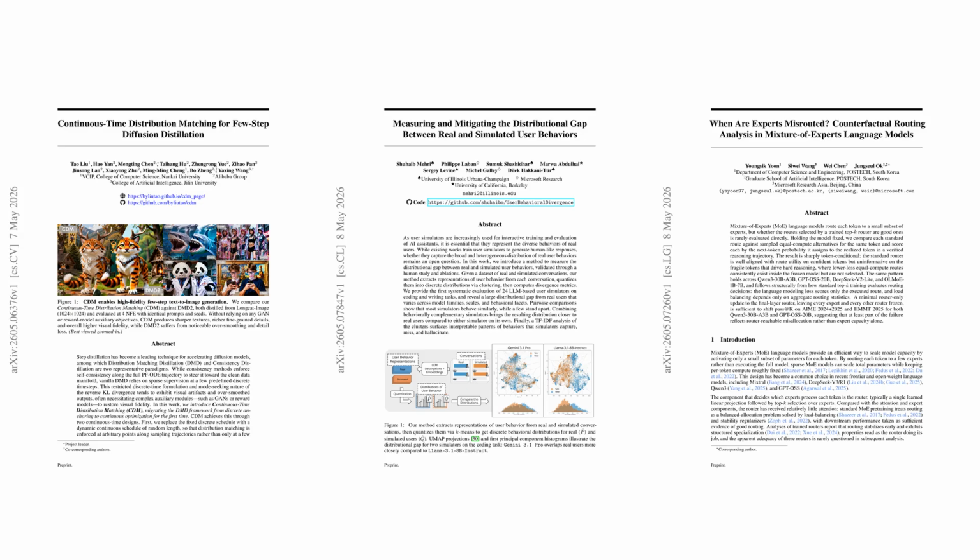What if the biggest gains in AI aren't just about bigger models, but about better training, better routing, and better simulation? In this episode, we dive into three fascinating papers. One that distills diffusion models into faster, higher fidelity generators. One that exposes how far simulated users still are from real human behavior. And one that reveals when mixture of experts models route tokens to the wrong specialists. Together, they paint a vivid picture of AI's next frontier.